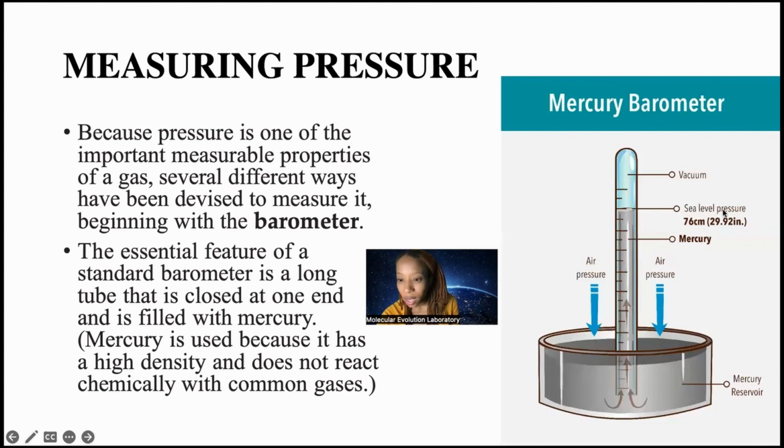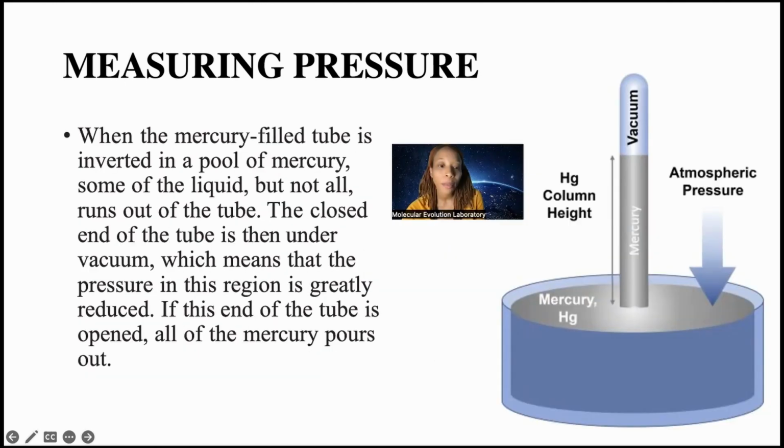So here we actually see at sea level we have air pressure. Because the mercury is dense and it does not react with gases, the air exerts some form of pressure on the mercury in the container, and this basically results in a vacuum at this end. So this basically produces the atmospheric pressure, and here we can see the sea level pressure at 76 centimeters or 29.92 inches. When the mercury-filled tube is inverted in a pool of mercury, some of the liquid, but not all, runs out of the tube.